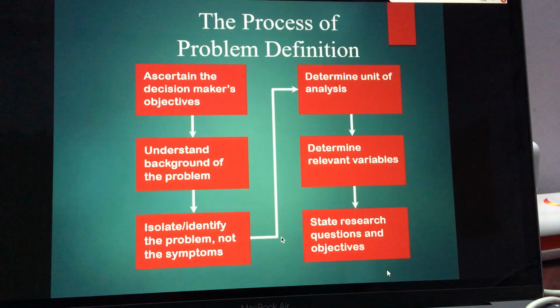Now before you define the problem, you must know the decision maker's objectives. I told you every piece of business research is done to help decision making.